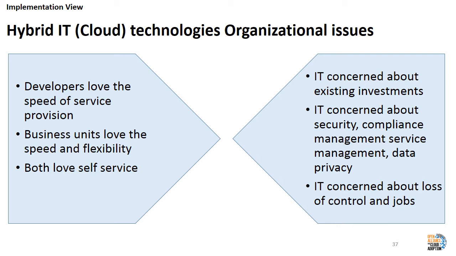Another one is business units love the speed and flexibility of a SaaS service, but IT is concerned about security, compliance, management, service management, data privacy. Another one, both business and developers love the self-service function of public cloud services, but IT is concerned about losing their job and losing control. These are just a few of the non-technical issues that your IT strategic plan must have projects to address or will not likely be successful.